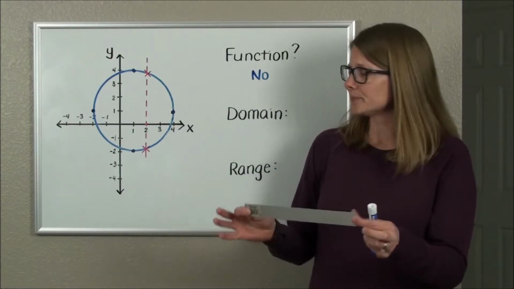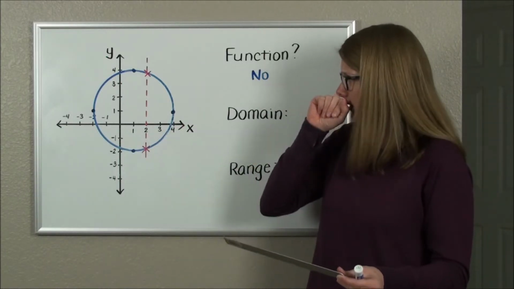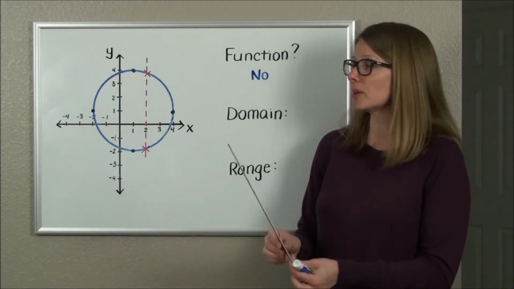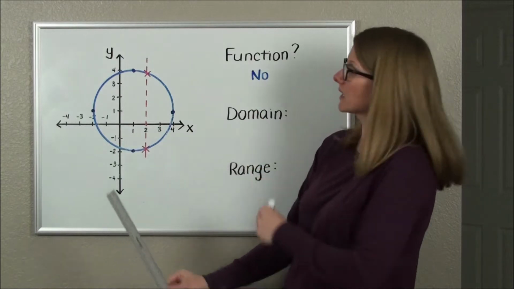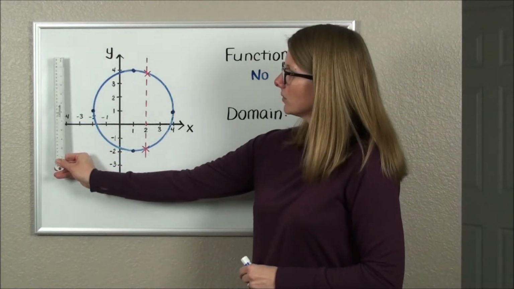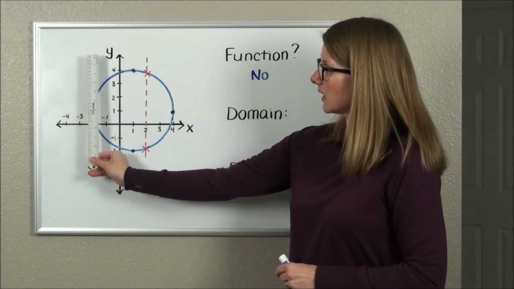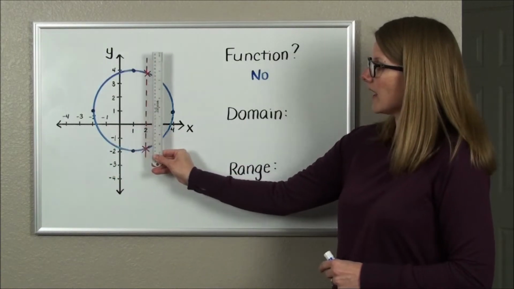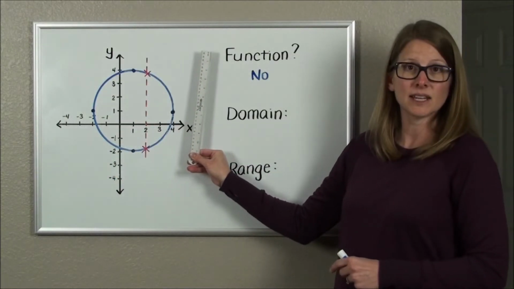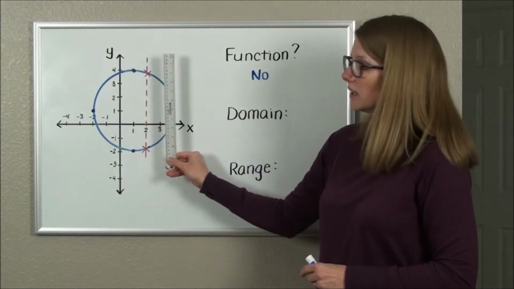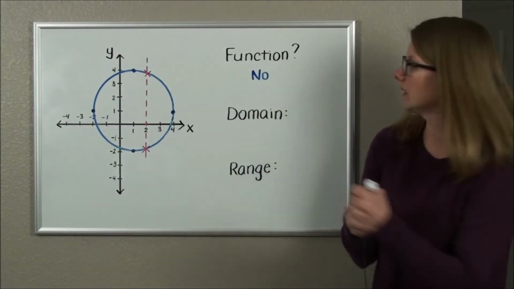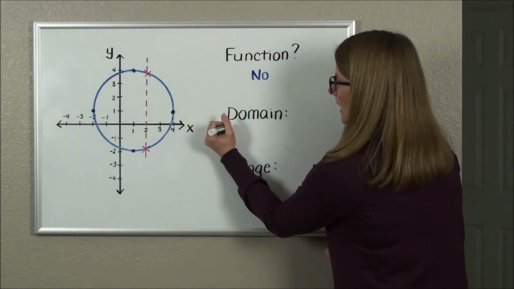So what I like to do for this picture of the circle is pretend that I've got a scanner. If I'm going to be looking for the domain, which are my x values, I'm going to take a vertical scanner and pass it from the left to the right, and ask, as I'm scanning, where am I picking up a picture? So the domain is going to be, again, all of your x values.